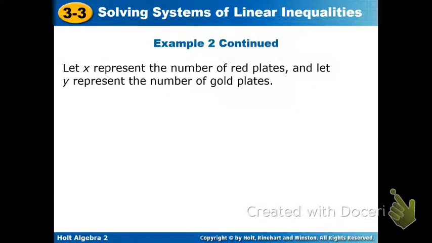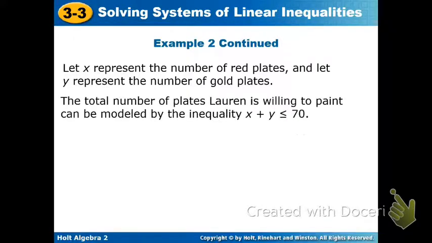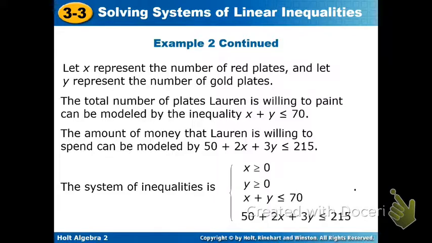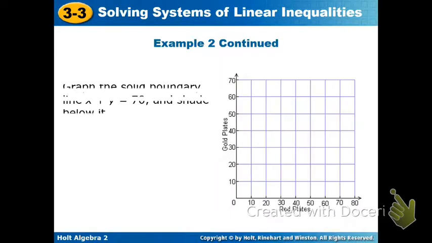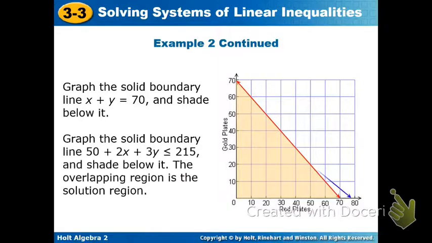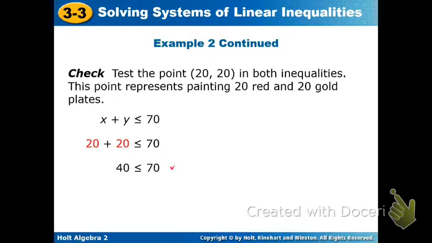So let's go through what we did. We had our variables x and y, and we set up our two inequalities. And there they are. Remember, your plates had to be positive, so that's why we stayed in quadrant 1. There is your first one that was shaded below. There's our second one, shaded below, and you can see where the two colors met.